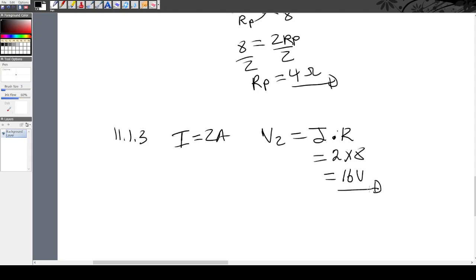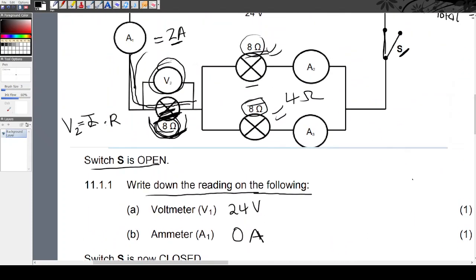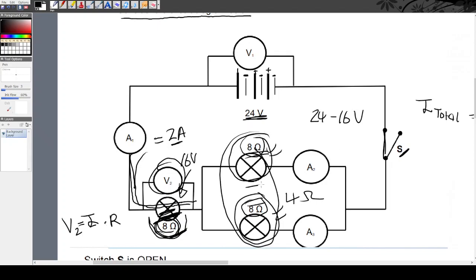So 16 volts is the voltage read by voltmeter number 2. What does this whole thing mean? It means out of this 24 volts, 16 volts is used by this 8 ohm resistor. So the remaining two resistors will use 24 minus 16 volts. The remaining 8 volts is for the two resistors. That should make sense.